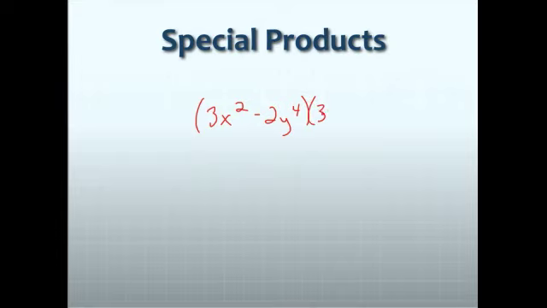One last example. Let's muck it up a bit. Let's go 3x squared minus 2y to the fourth times 3x squared plus 2y to the fourth. Now again, that looks like it'd be a mess, looks like it'd have some trouble with it, but it's a difference of squares, so it's going to be 9x to the fourth and 4y to the eighth subtraction.